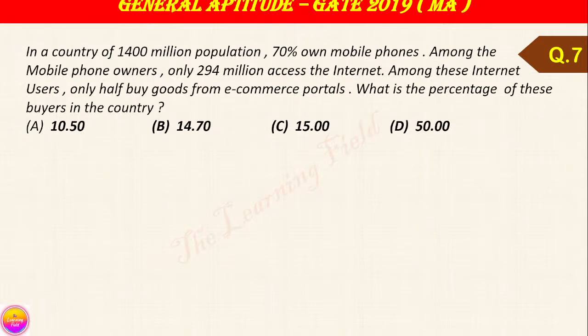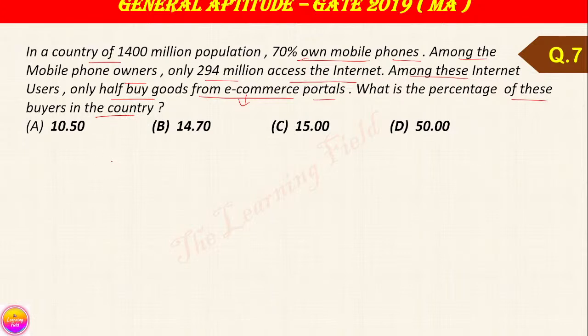The next question says that a country of 1400 million population, 70% own mobile phones. Among the mobile phone owners, 294 million access the internet. Among these internet users, only half buy goods from e-commerce portals. E-commerce means like Amazon, Flipkart and so on, Myntra. So what is the percentage of these buyers in the country? This is a very simple question and a 2 marks question.